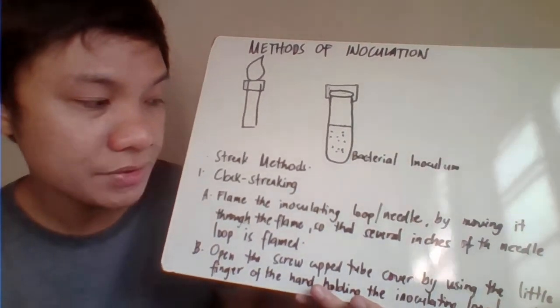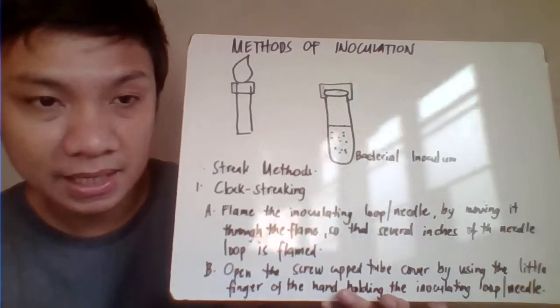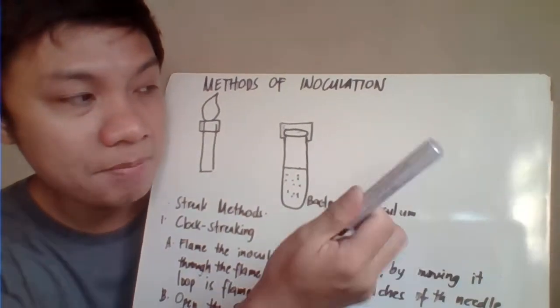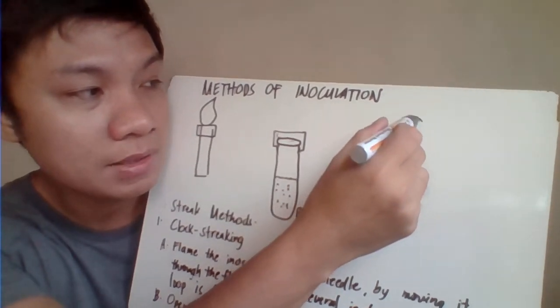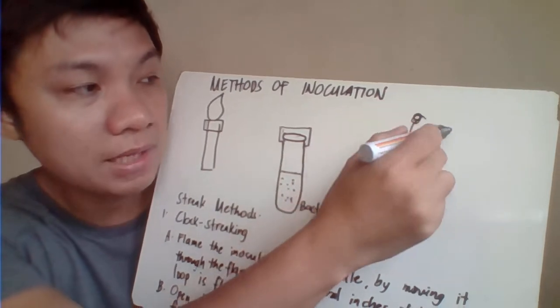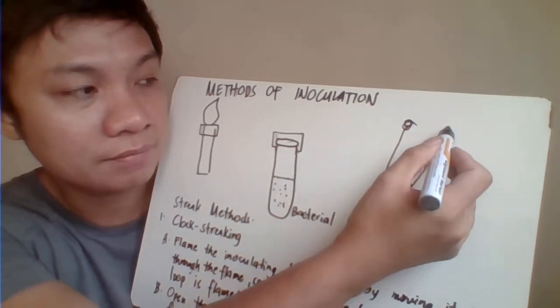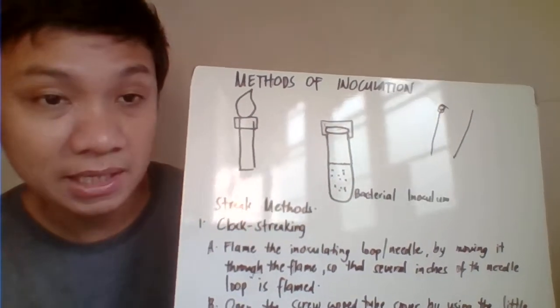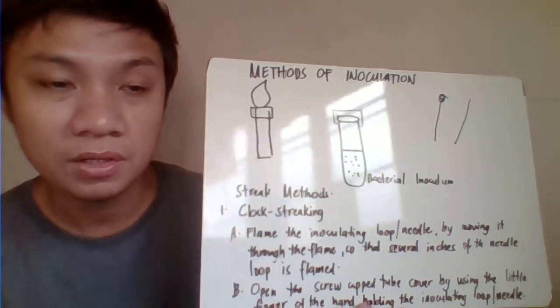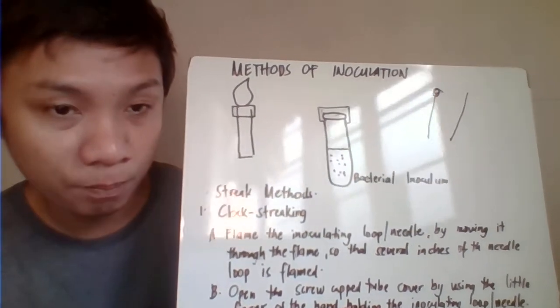Another one, you'll also be needing your loop or your needle. Inoculating loop or your needle. When we say inoculating loop, expect that at its end there is a hole. If it's just a needle, it's just a needle, like that. Pointed, that's your needle. But if you have the one that is round at the end, that's your inoculating loop.